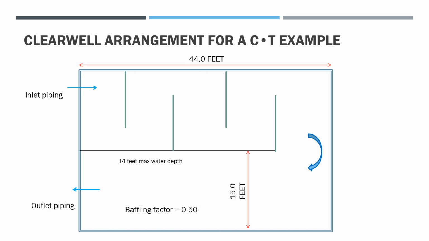So it comes in and goes through some baffling arrangements and comes around the one side and goes back down the other side. And the wall is 15 feet along, so the total width of the basin is 30 feet. It's split in half at 15 feet each. So by the time the water comes out the other side, it's achieved a baffling factor of 0.5. So that's our arrangement for the CT example.